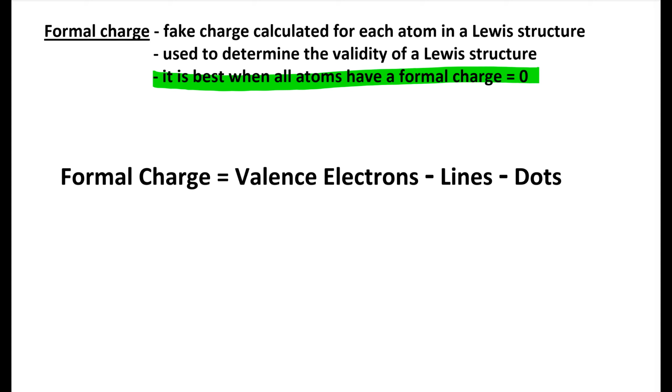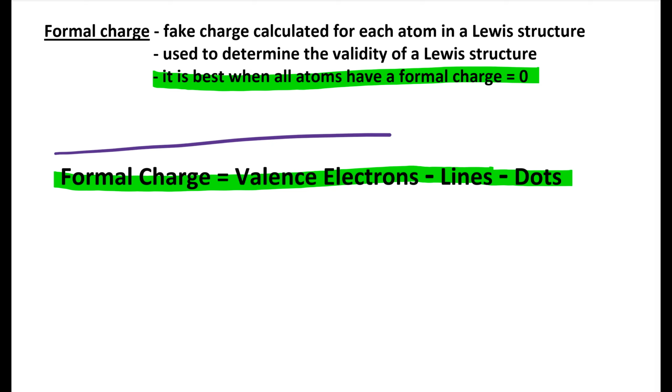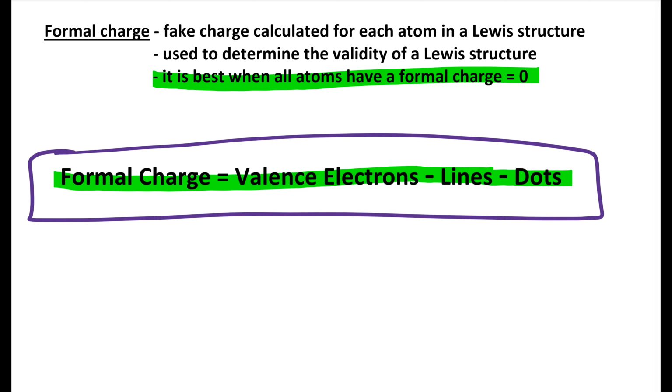And the way that we're going to calculate formal charge is we take the number of valence electrons for that atom and we subtract the number of bonding lines that we drew around it. And then we subtract the number of lone electrons around that atom, or in other words, the dots. So formal charge will be equal to valence electrons minus the lines and then minus the dots around that atom. So let's take a look at some examples.